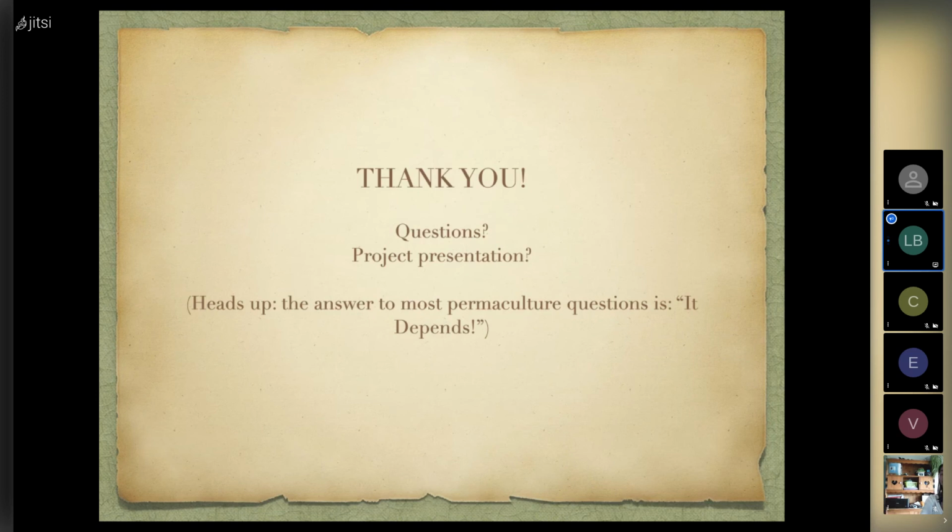And I just wanted to give a quick heads up that if you have specific permaculture questions, the answer is very often it depends, because there's so many variables. So as you move forward, if you continue on a permaculture path, if you identify yourself as a permaculture practitioner, people will always ask you questions, and it can be kind of frustrating for them when you always answer it depends. Because it depends on your goals, it depends on the landscape, it depends on the soil, it depends on if you're allowed to do this and that, it depends on who your neighbors are. It's always it depends. So just a little heads up.